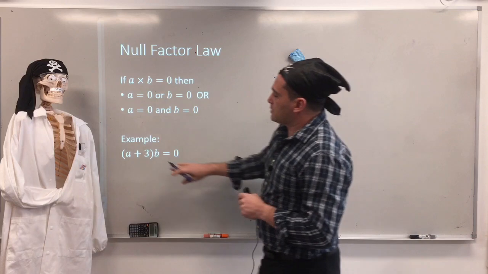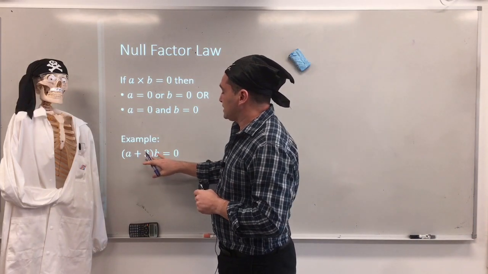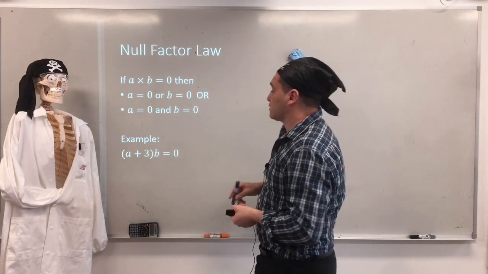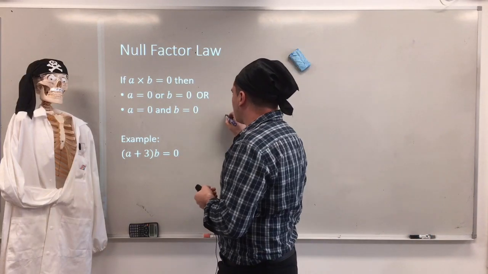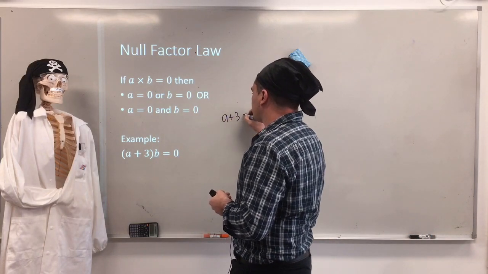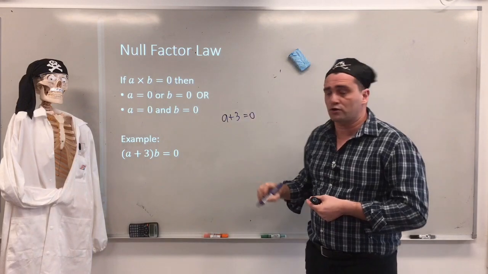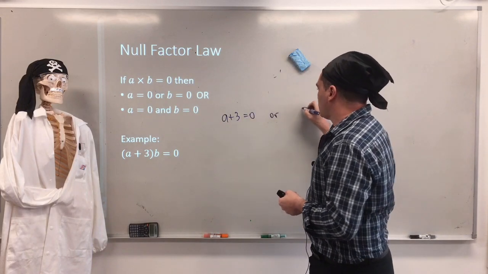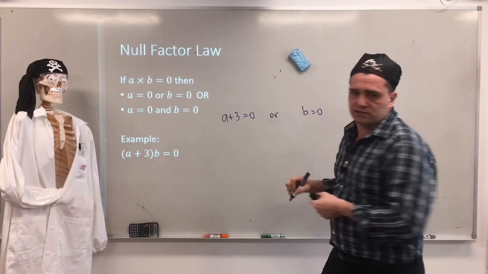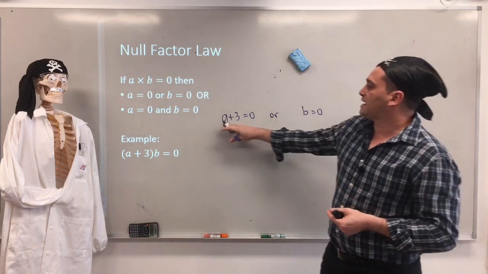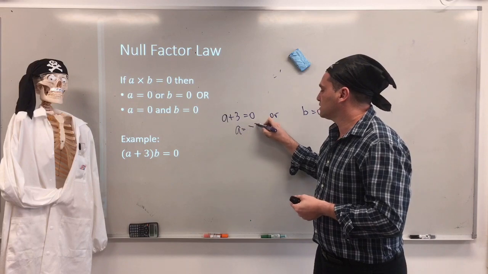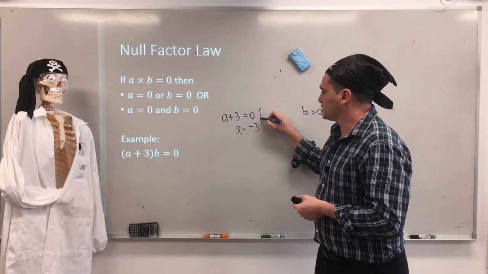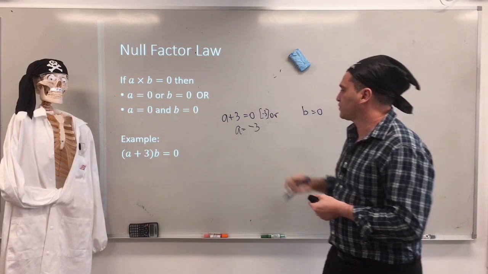So for example, here we've got A plus 3 times B is 0. So therefore, A plus 3 must equal 0 or B is equal to 0. If A plus 3 is 0, then A equals negative 3, because we're going to subtract 3 from both sides.